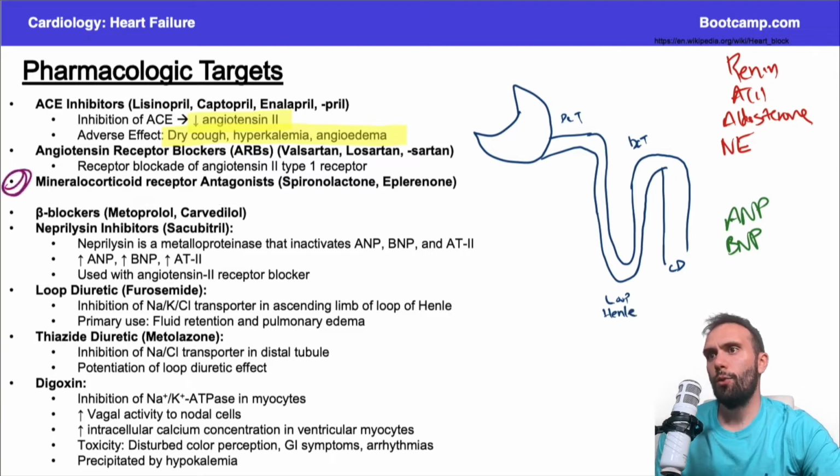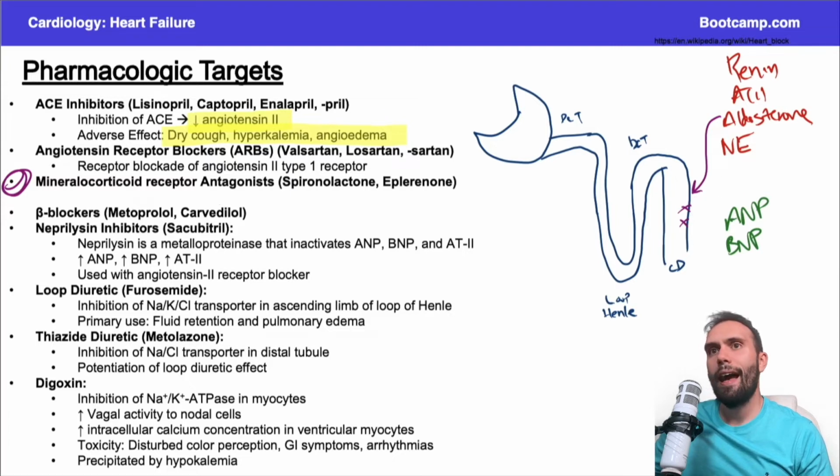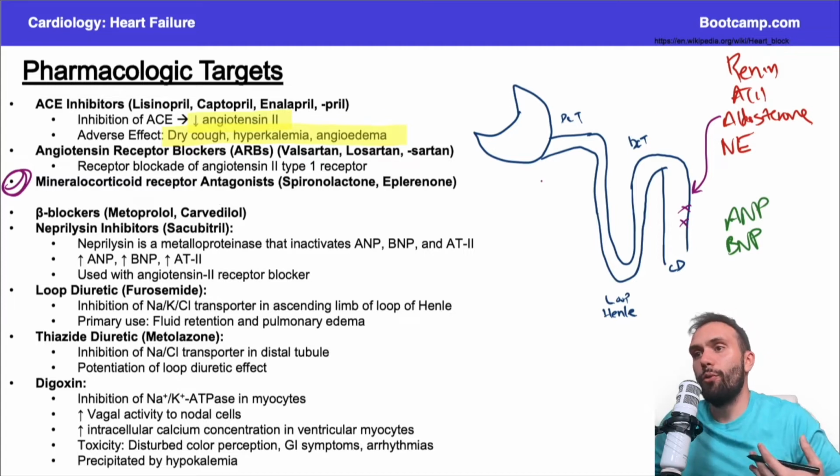These mineralocorticoid receptor antagonists are essentially going to be blocking aldosterone binding here at the collecting duct. And remember, what aldosterone is doing here at the collecting duct is trying to bind so that we can increase sodium reabsorption. It wants sodium to come back into the blood. We don't want that, right? We don't want more sodium coming into the blood because then we have more fluid. We're already fluid overloaded. We want to inhibit that. So that's what these mineralocorticoid antagonists are doing. They're acting here at the collecting duct to decrease aldosterone function, essentially.